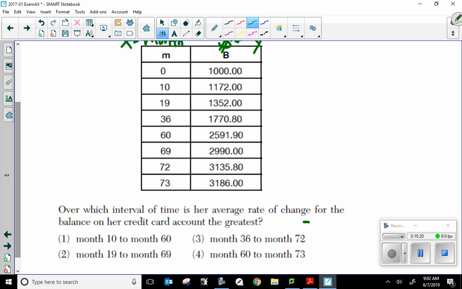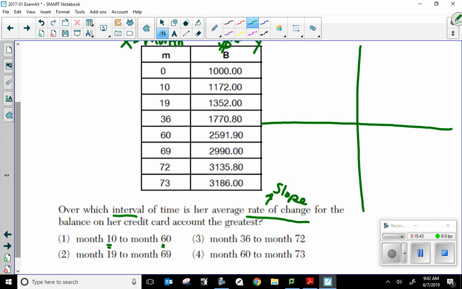Rate of change is what should jump right out at you. That means slope. Okay, so which slope is the greatest? And they give you on which interval. These are the intervals. When the month is 10 to when the month is 60. When the month is 36 to 72. We're just going to have to do all these slopes. Okay, we have 4 slopes that need to get done.